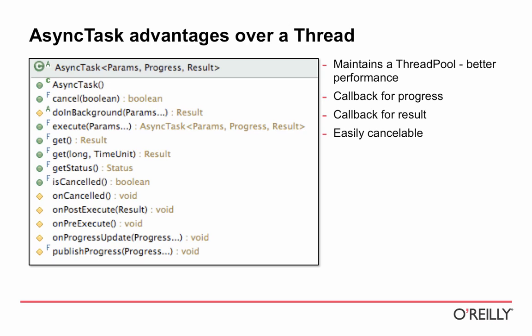The async task also deals with callbacks. You can see down at the bottom, the yellow triangles: onCancelled, onPostExecute, onPreExecute, onProgressUpdate, publishProgress. Each one of those is a method that you can deal with, that gets called back when something is done.